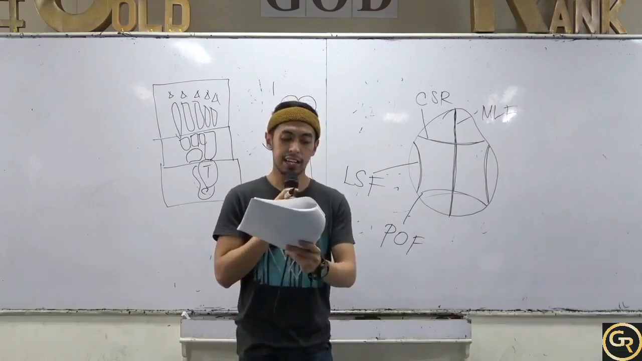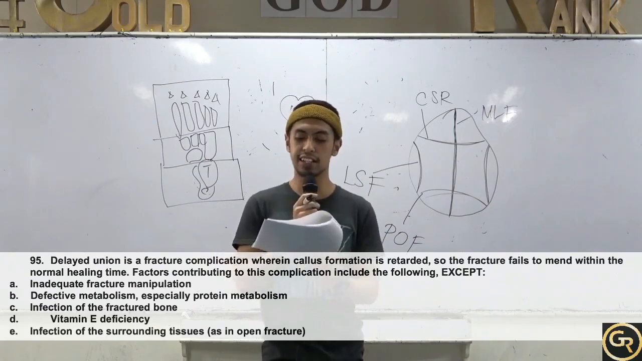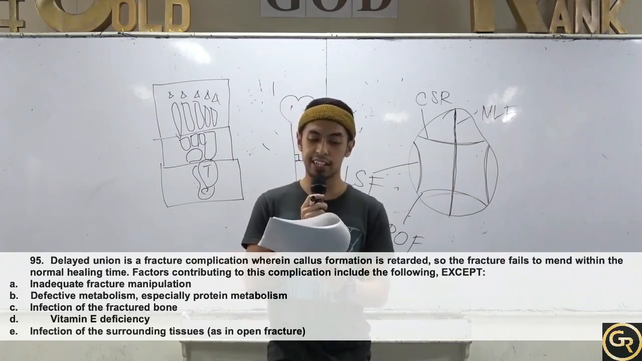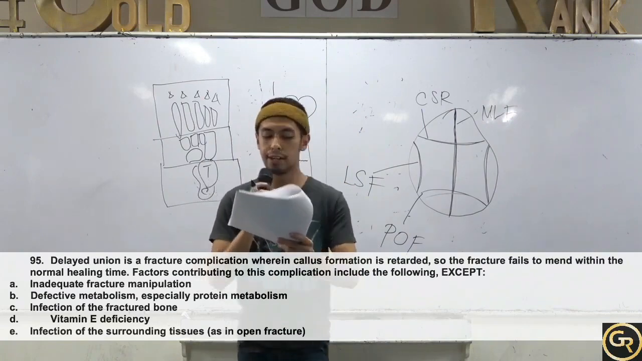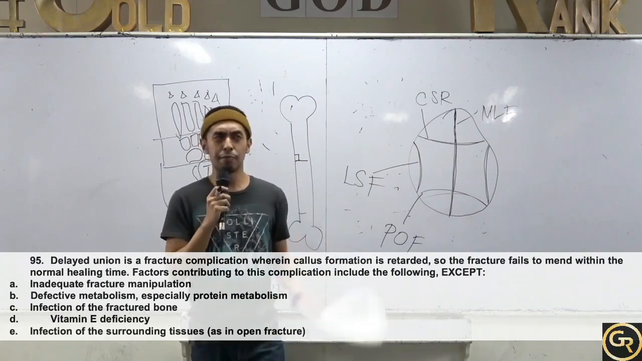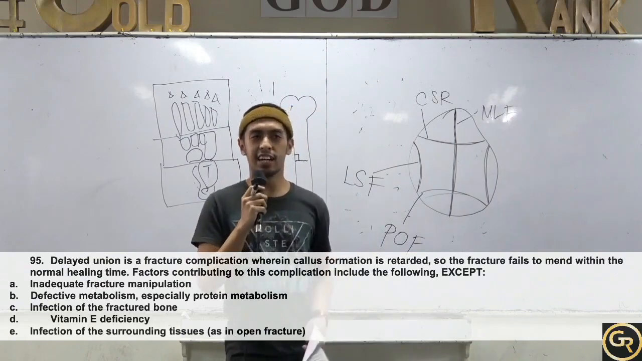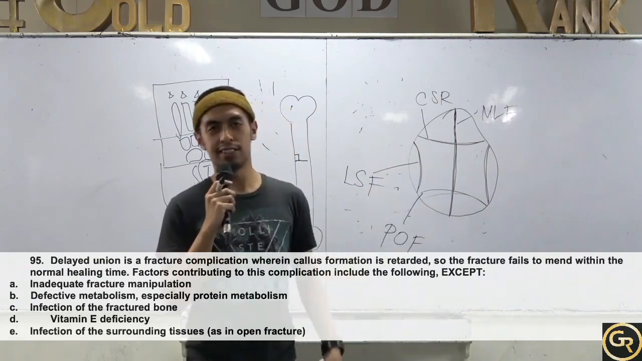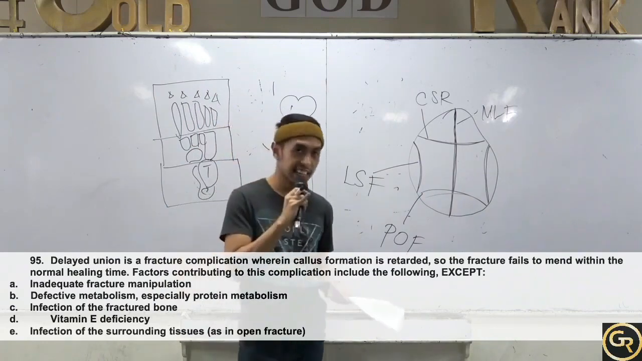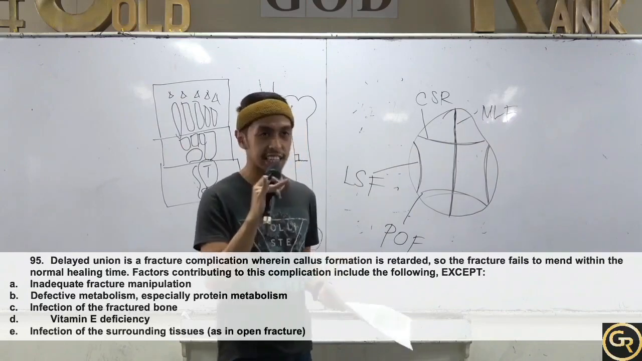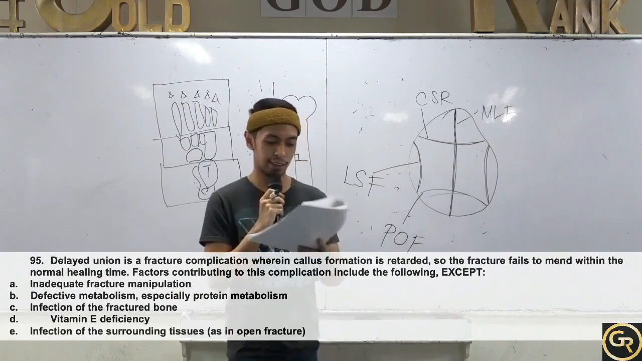Okay? 95. Delayed union is a fracture complication wherein callus formation is retarded, so the fracture fails to mend within the normal healing time. Factors contributing to this complication include the following except blank. Okay? Unahan na natin. Ano po bang vitamins, okay, ang important for the development of your bones, or for the maintenance of your bone health? You have your A, you have your C, you also have your D. Tama po ba? Okay? So ano po ang mali dito?